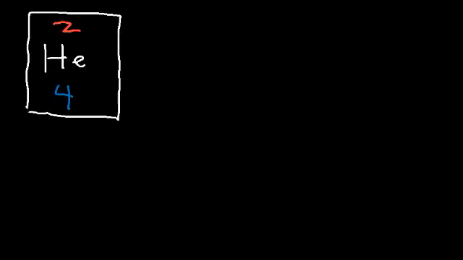Consider the symbol He. He stands for helium. In the periodic table, you're going to see something that looks like this. There's a number on top and there's a number on the bottom. The smaller of these two numbers represents the atomic number. And the larger of these two numbers is the average atomic mass, which you can also use as the mass number.